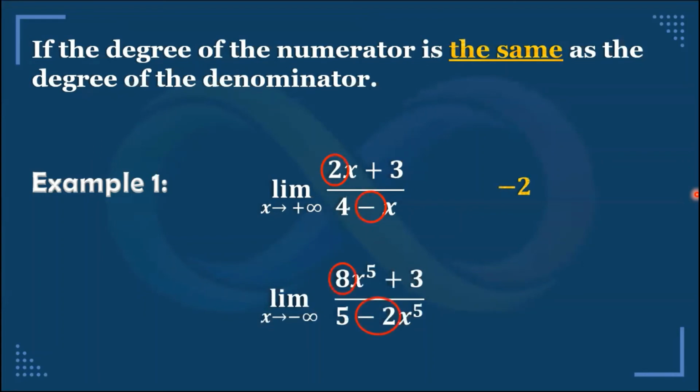Now, let's have the shortcuts. If the degree of the numerator is the same as the degree of the denominator, then we will just divide the coefficients of the term having the highest degree. So, in example number 1, that is 2 divided by negative 1, the limit is negative 2. 8 divided by negative 2, the limit is negative 4.